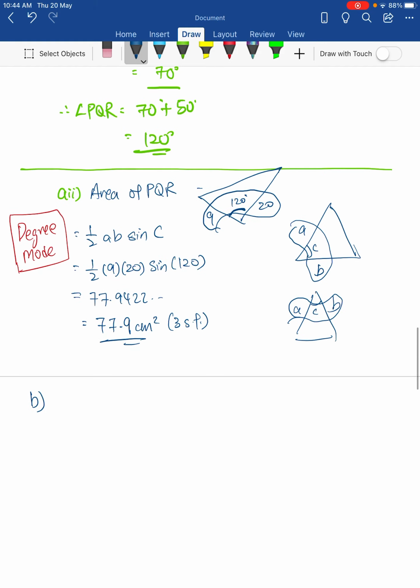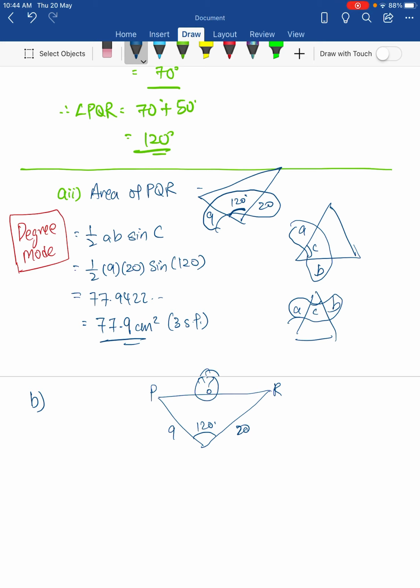Part B, show the distance between P and R is approximately 25.7. Where is the PR? If I sketch the diagram again, PR is over here. The information we have is 120, and we are supposed to find this value. And we actually have the area itself. How do we do this? We have 2 marks for that.